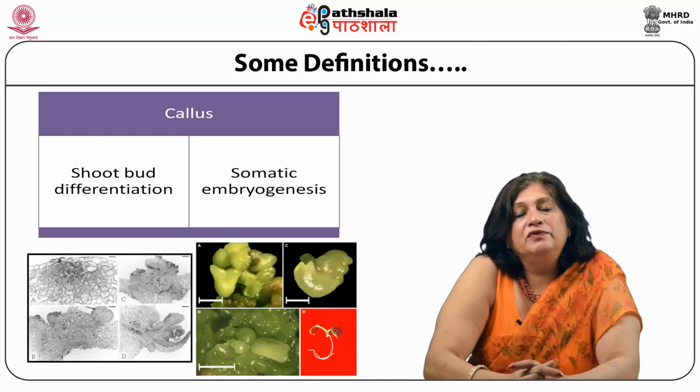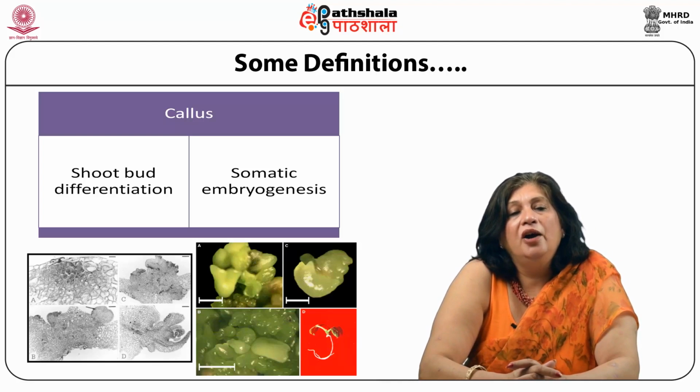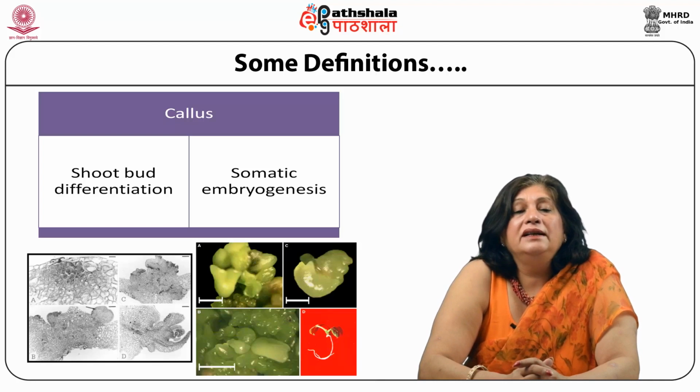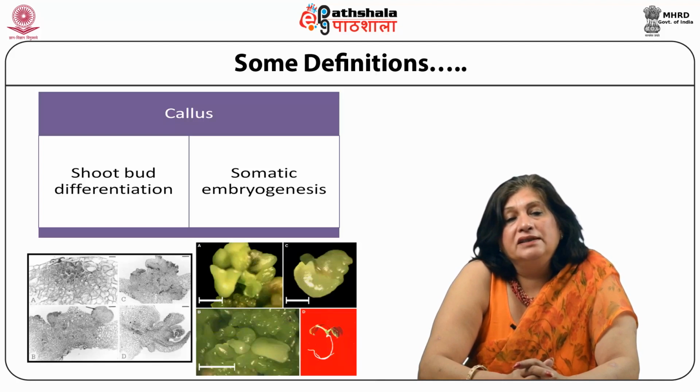Now in this photograph, what I'm trying to show is how the shoot bud differentiates. So it's the unorganized mass of cells which gradually gets organized and then gives rise to shoot buds. And another possibility, of course, we will be talking more about it in a later chapter on somatic embryogenesis, is that it starts forming embryo-like structures.